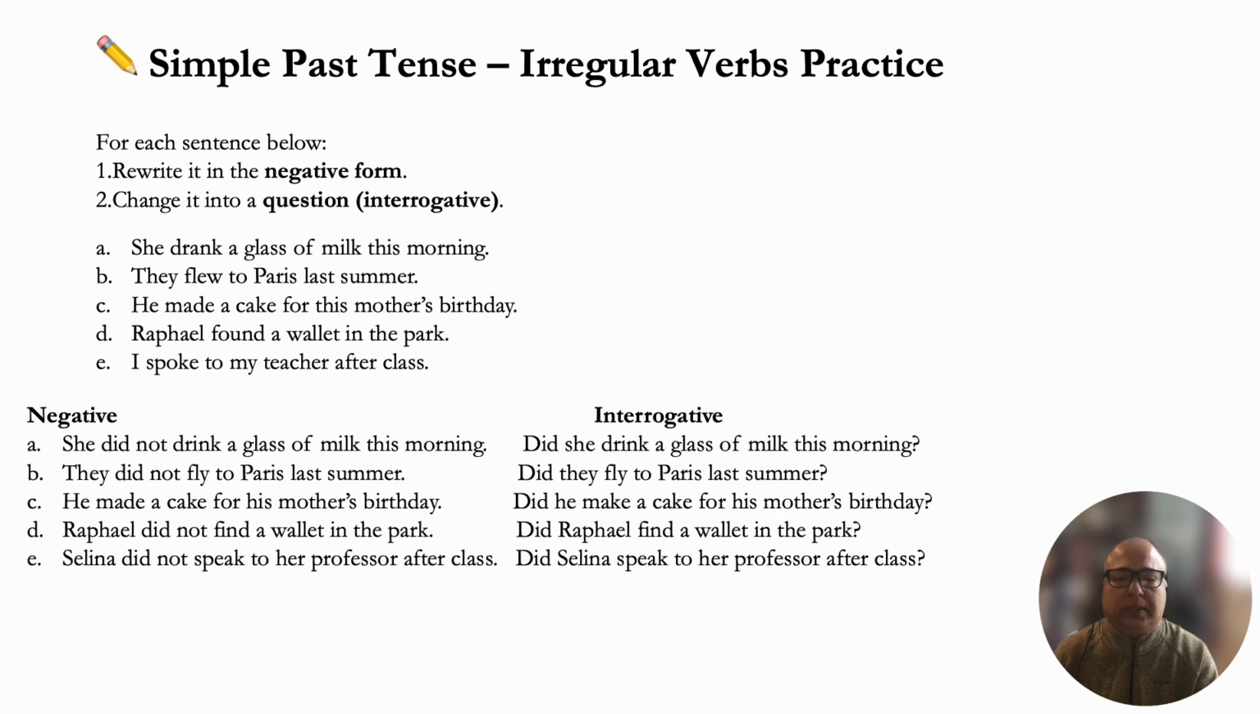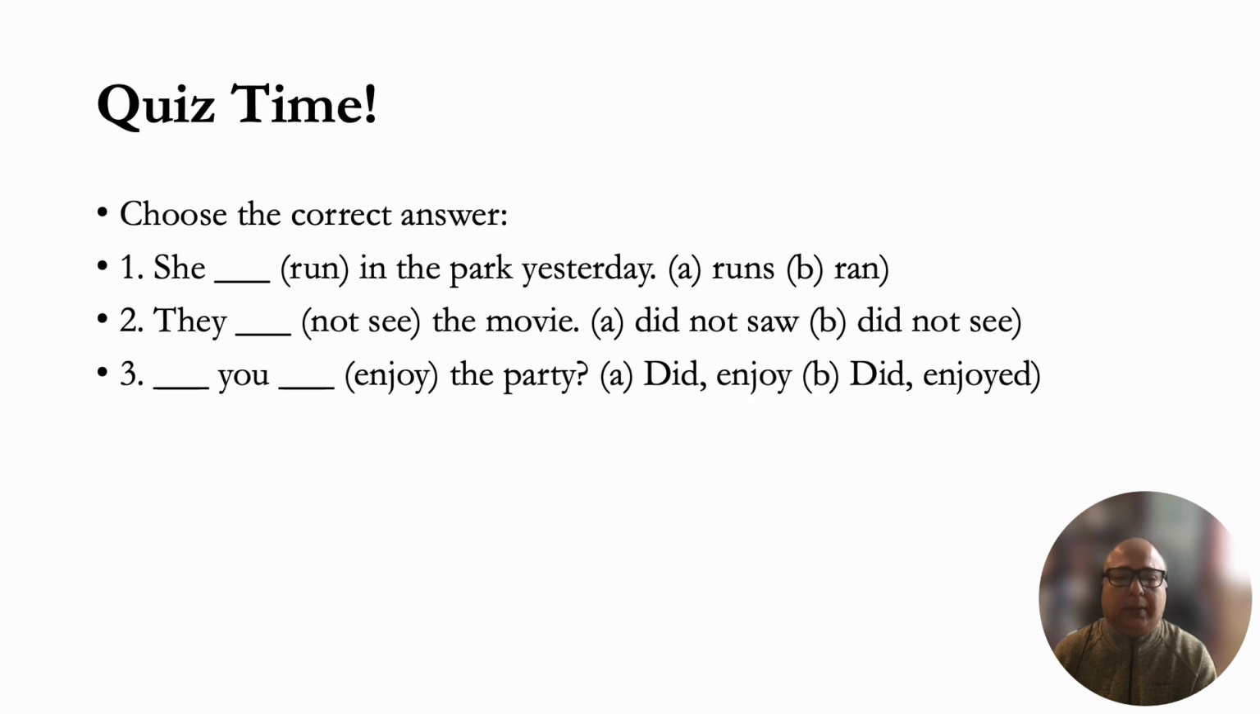Okay, so these are the answers for your reference. Now compare your answers with the ones I have given you, and I'm sure you got most of them correct. Okay? All right, so let's just take one quick quiz and we'll wrap up the lesson. She blank ran in the park yesterday. So you have 2 choices, either A or B. So fill in the blanks. Okay, choose one of 2 and I will show you the answers in a second.